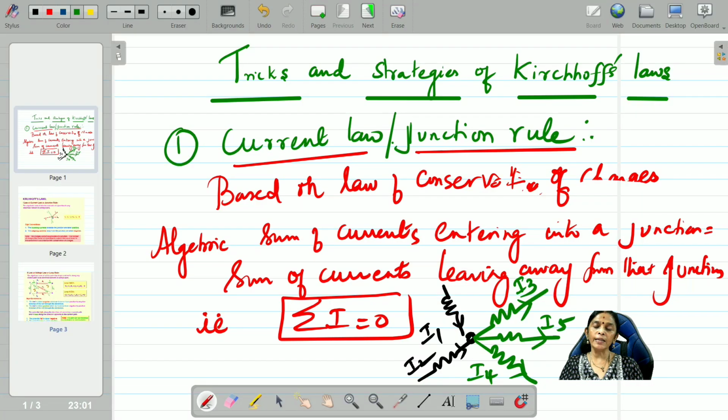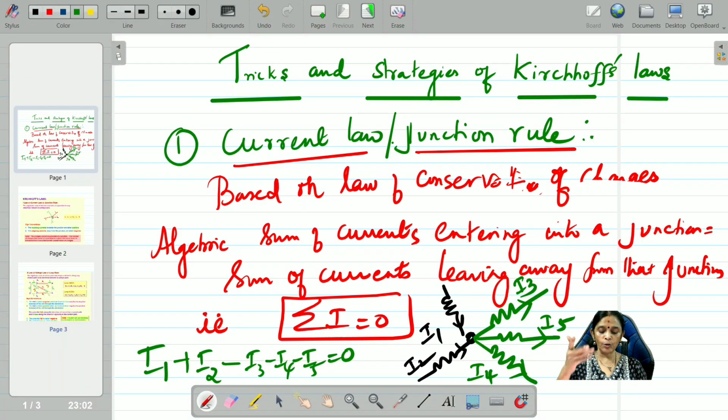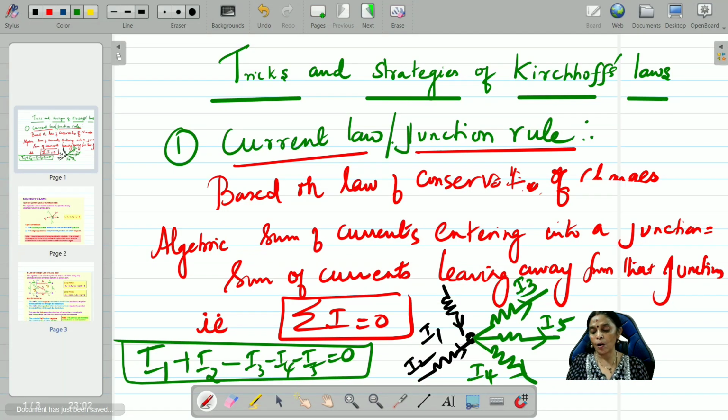So the current which is entering in, take it as positive. The current which is leaving out, negative. So I1 is positive, I2 is positive, but the remaining are all negative: I1 plus I2 minus I3 minus I4 minus I5 is equal to 0. Or I can say I1 plus I2 is equal to I3 plus I4 plus I5. This is how we need to make the equation, that is the first law. What is the first law called, children? It is called the current law, also called the junction rule. It is based on the law of conservation of charges.